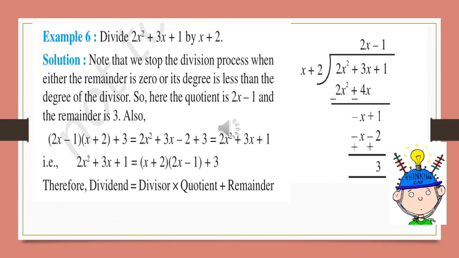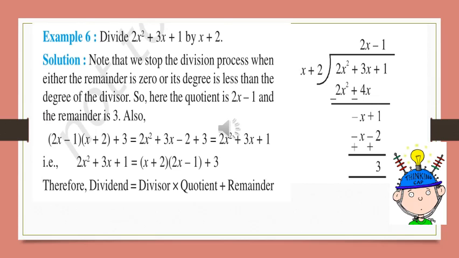Now see, minus x plus 1. When you divide the first term by the first term, we will get minus 1. So that minus 1 we will write here. So 2x minus 1 is the quotient now. Then multiply that minus 1 with x plus 2. That gives you minus x minus 2, and therefore the answer is 3. The remainder is 3, and its degree is less than the divisor. So we stop the division.